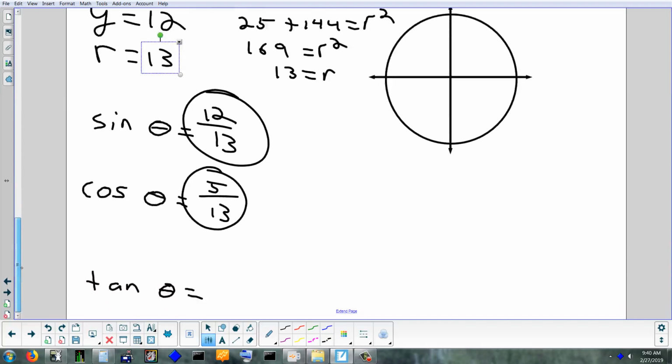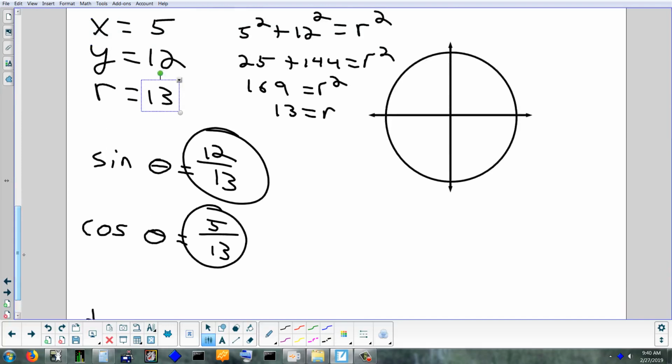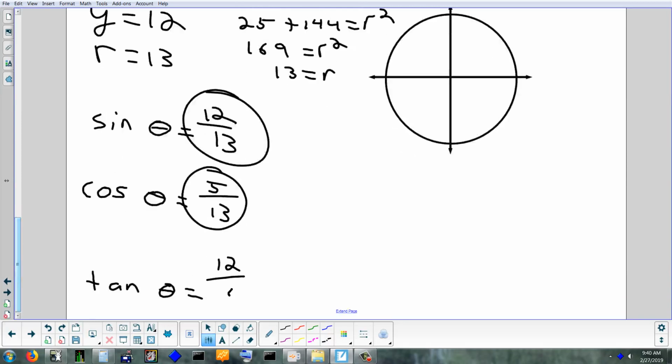And what about tangent? 12 over 5. Yep, 12 over 5. And you actually didn't even need r. So if they ask you for tangent in a problem like this, you don't even need to do the Pythagorean theorem because r doesn't matter for tangent. For everything else it does. Okay. And if they asked for the other 3, what would I do with those? Flip them. Just flip them. Yep. Okay.